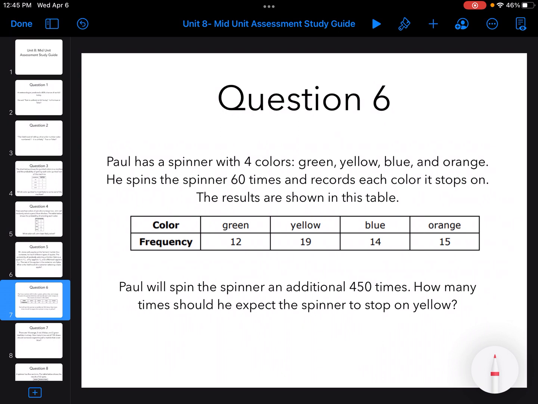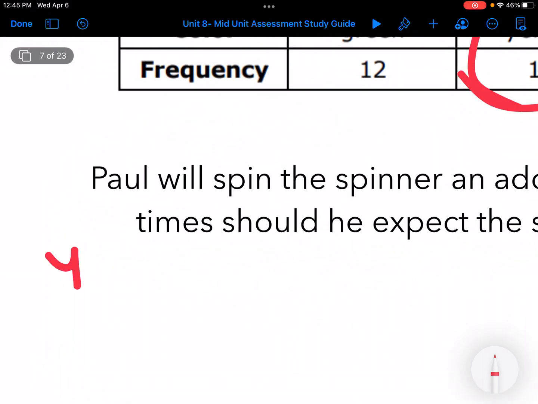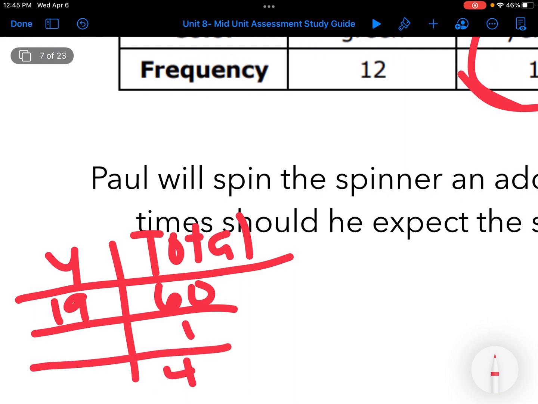The next one says that Paul has a spinner with 4 colors. He spins the spinner 60 times. And this is what it stops on. He wants to spin it an additional 450 times. How many times should he expect it to stop on yellow? So we're talking about yellow here. So I've got yellow and I've got my total. So that was 19 and 60. And then I've got 1 and I've got 450.